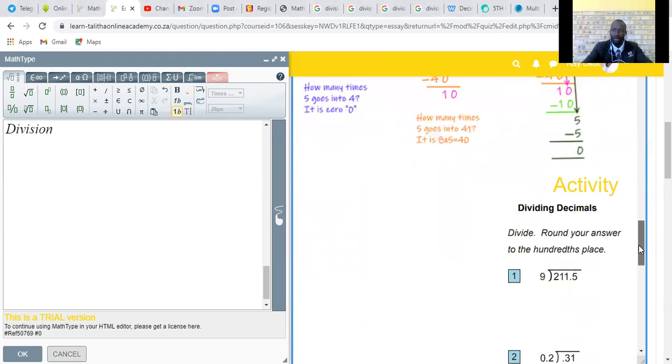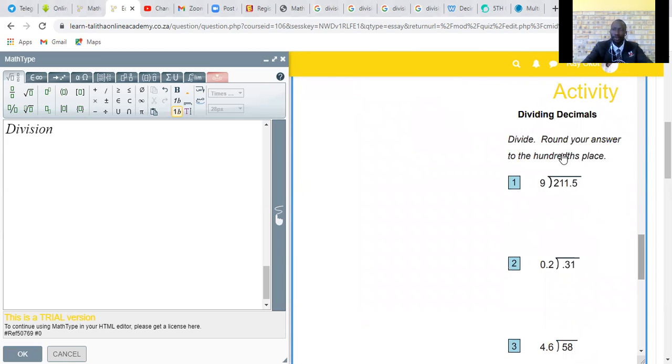Here we are dividing fractions. Now, we have been required to divide this. We have to round the answers to the 100th place, that is to 2 decimal places. And so how do we handle this?